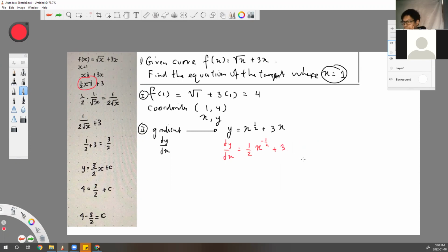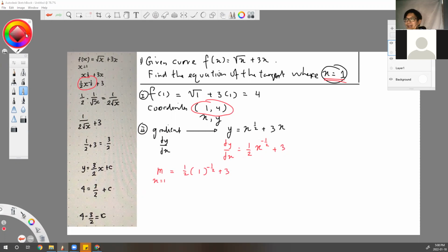Okay. So what next? We need to find the gradient where x equals 1. So we have the point already. Now we need to find the gradient. So f prime of 1, right? Because prime means the derivative. Or I think if you don't get used to f(x), what you need to do is try to find m where x equals 1, right? So half times 1 power negative half plus 3, right?